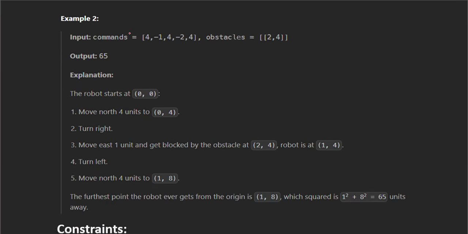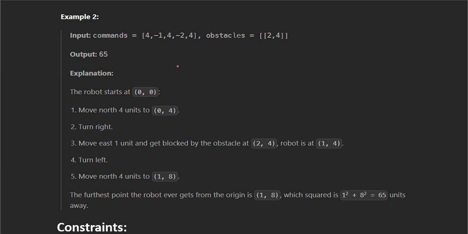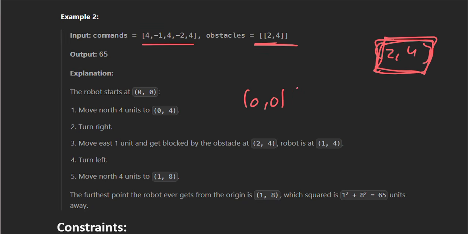So let's move to example number 2. In example number 2, there is an obstacle present at 2 comma 4. Suppose a big stone is present at 2 comma 4, right? And now let's start at 0 comma 0, facing in the north direction.